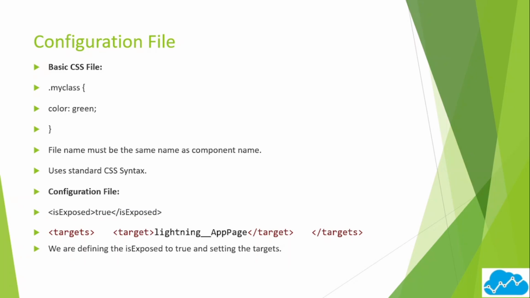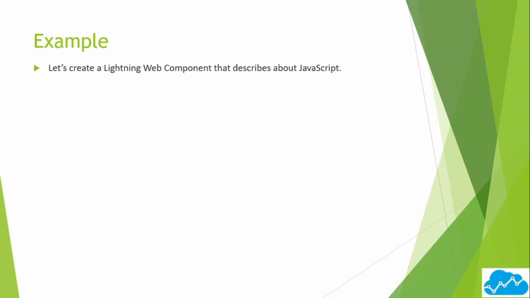As per your requirement, you have to define the target. Target may be home page, app page, record page. We are defining isExposed as true and setting the targets. So in the configuration file or meta.xml file, we have to do this configuration. So let's create a Lightning web component that describes JavaScript.